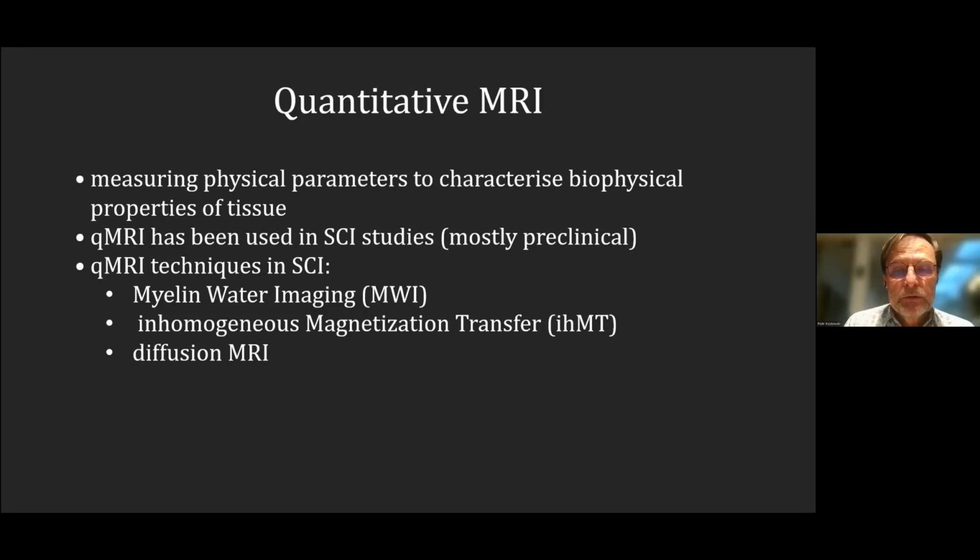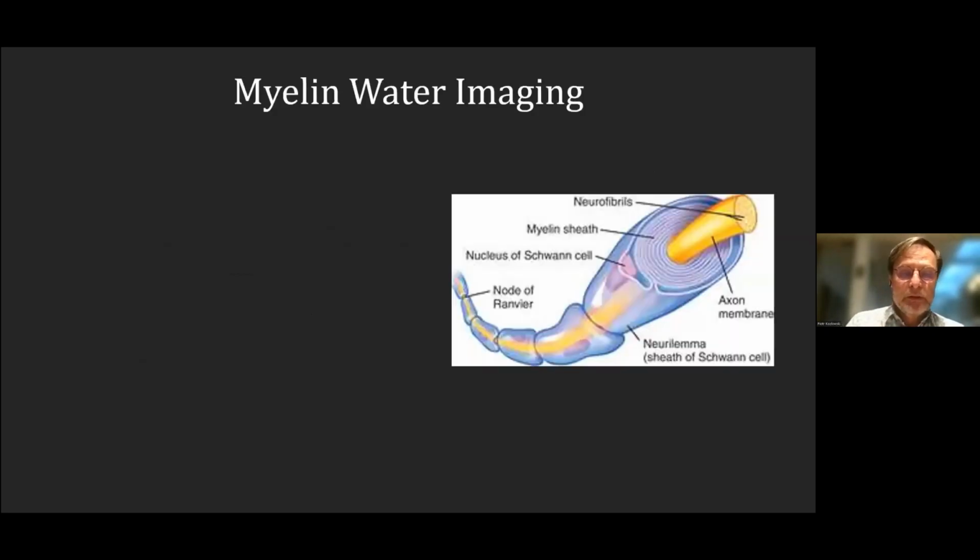And these are two techniques that allow us to assess the damage to myelin, myelin water imaging and inhomogeneous magnetization transfer, and diffusion MRI, that also provides some information about the myelin damage, but mostly looks at the axonal damage and the general structural effects.